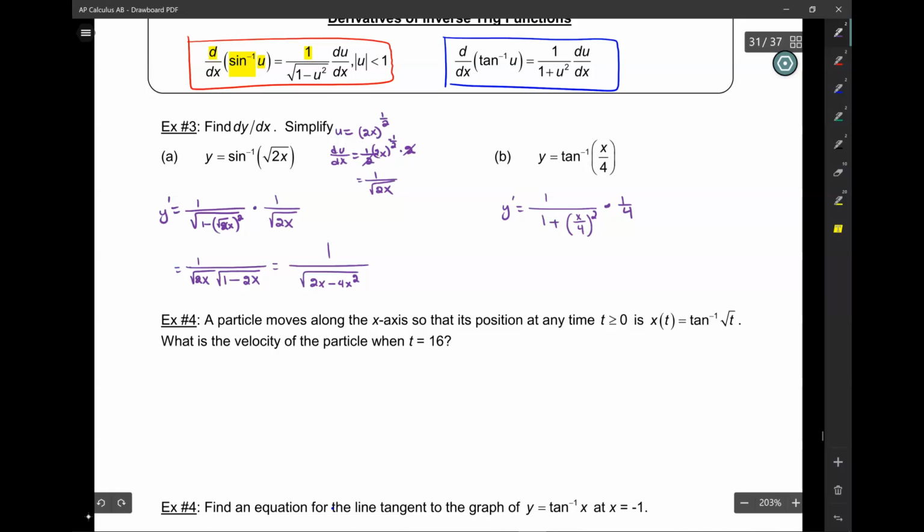Okay, so now this is 1 over 1 plus x squared over 16. Oh, you know what? Sorry. Times 1 over 4. So it's really like this. It's 1 over 4 over 1 plus x squared over 16. Now, to get rid of that 16, I'm going to multiply this denominator by 16. But then I also have to multiply the numerator by 16. So I get 4 on top, 16 plus x squared on the bottom.